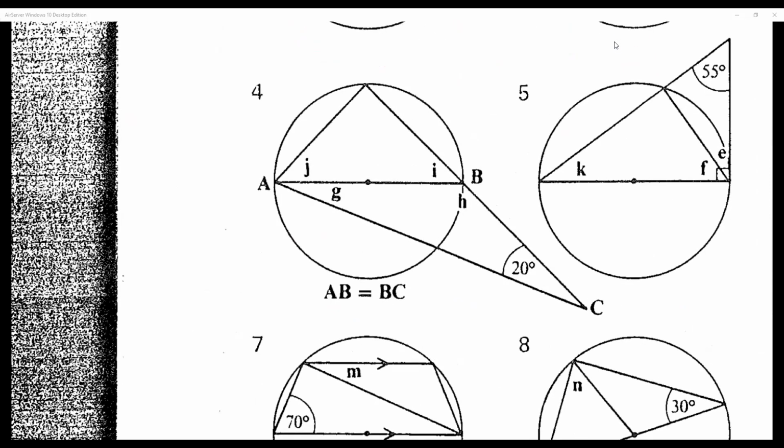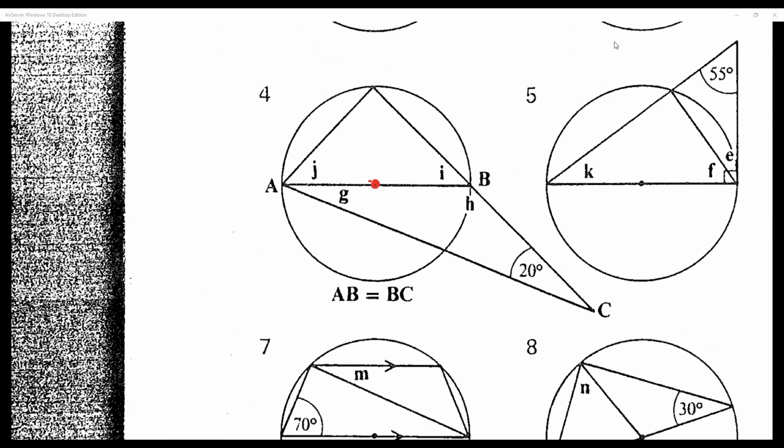Okay, the next question, this little dot is very important. That dot there. Now it says that AB equals BC. So if I get the highlighter, AB is equal to BC, which means those two angles are equal. So G and 20 will be the same.